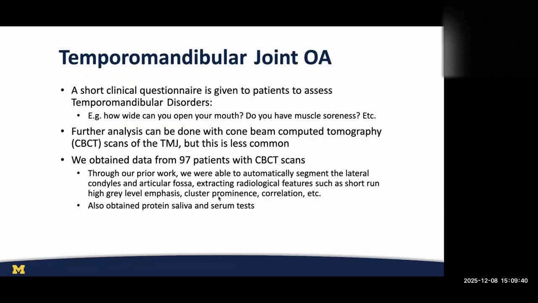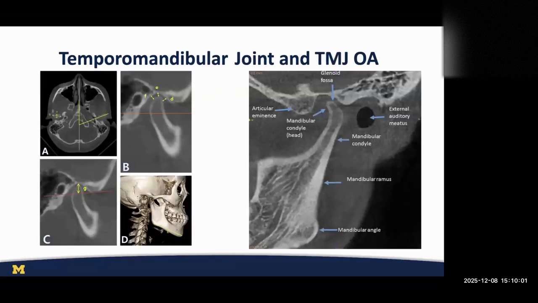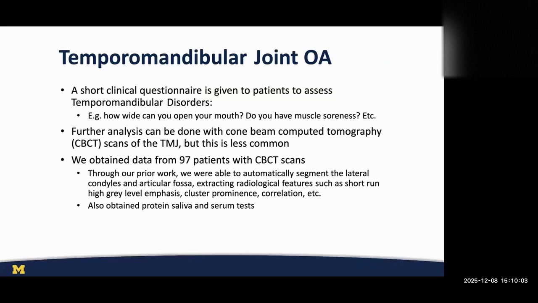So when a patient is suspected of having TMJ-OA, they are given a short clinical questionnaire where they're asked questions like, how wide can you open your mouth? Do you have muscle soreness, etc. So every patient is given this questionnaire. Further analysis can be done with CBCT scans of the temporomandibular joint, but this is less common.